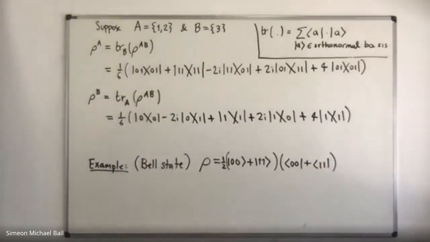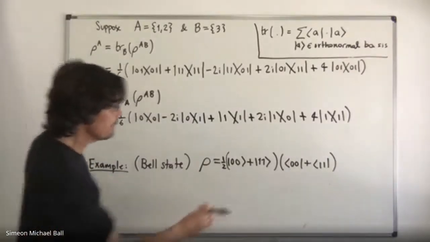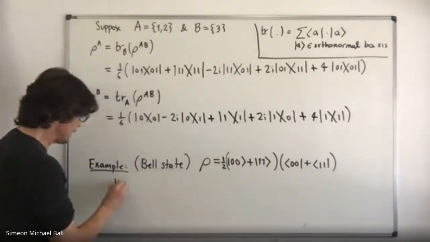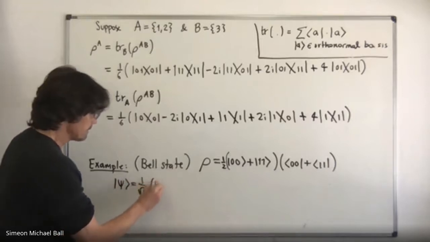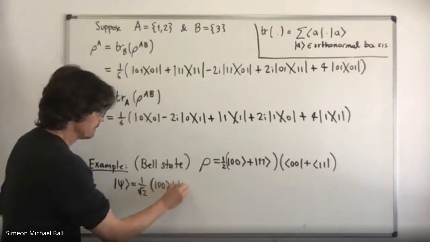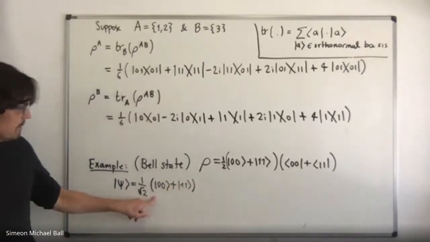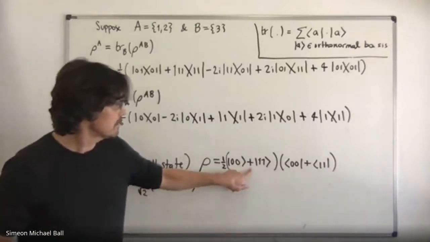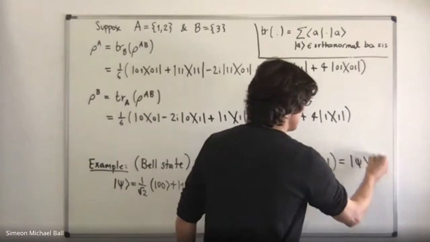The reason I'm doing this is I want to emphasize that this is a pure state, even though the Bell state is entangled itself. So this state here, the Bell state, that's an entangled state, but it's a pure state. And it's because the density operator is simply the ket-bra of this state.